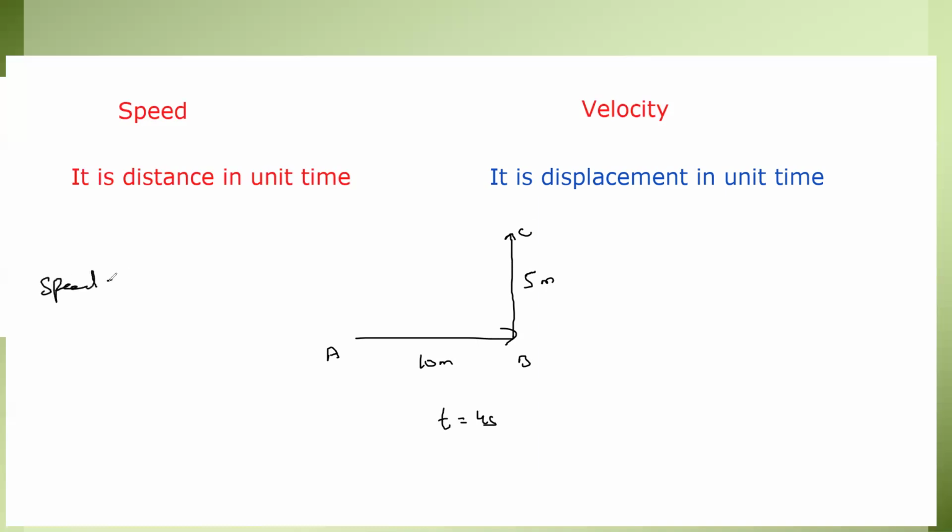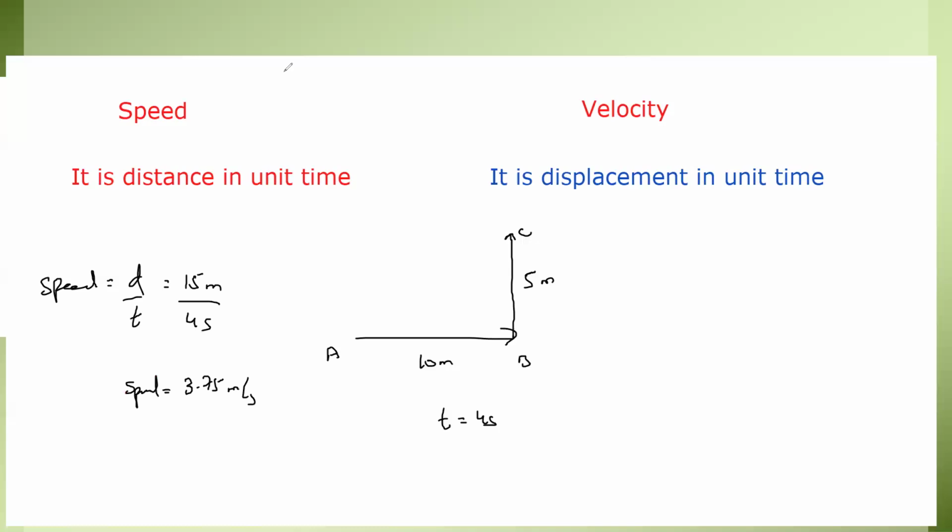If you want to calculate the speed, speed is distance divided by time. Distance is the total length which we cover. So at first 10 meters, then 5 meters, so the total will be 15 meters, divided by 4 seconds. So 15 divided by 4 equals 3.75 meters per second. That's the speed of this object. And we did not specify direction. This object covered 3.75 meters every second.